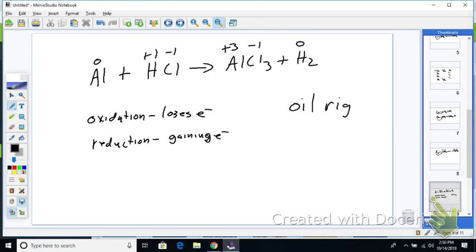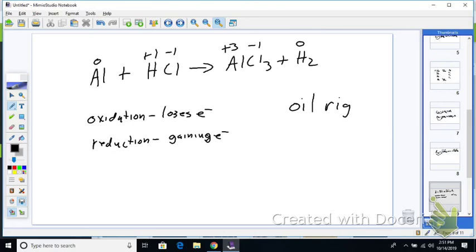Okay. Now there are some students that will mess this up because they think something that loses will be a negative charge. That's not the case. It'll be a positive, because then there's more protons in there. Right. So anything that loses electrons will be positively charged.